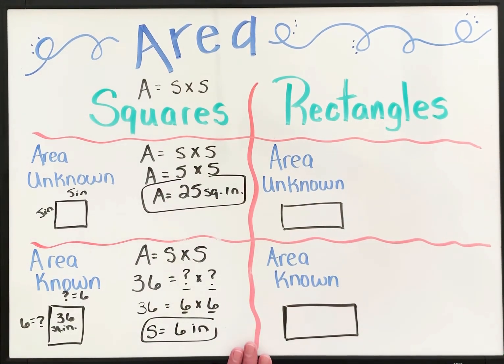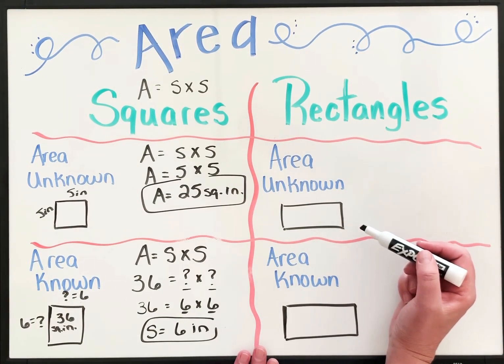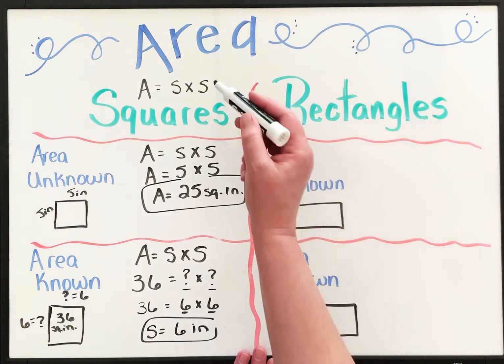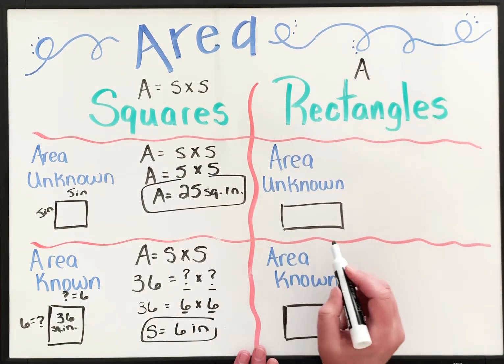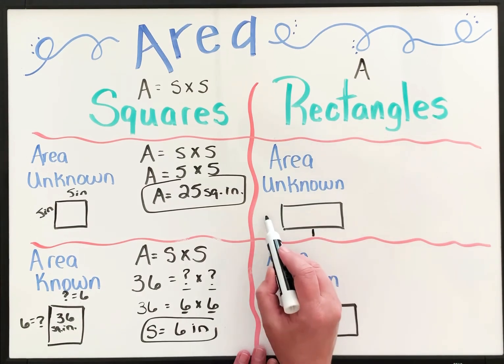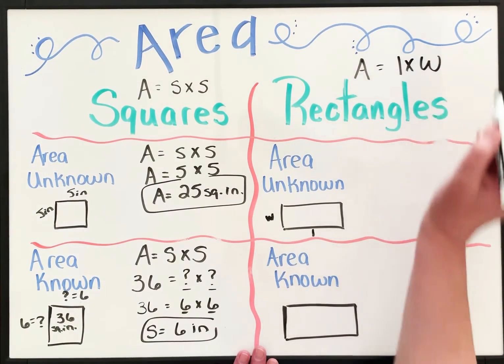The formula for a rectangle is a little different from the area of a square, since rectangles have different side lengths; they do not have the same side. Remember, rectangles have a length and a width. So my area is length times width.